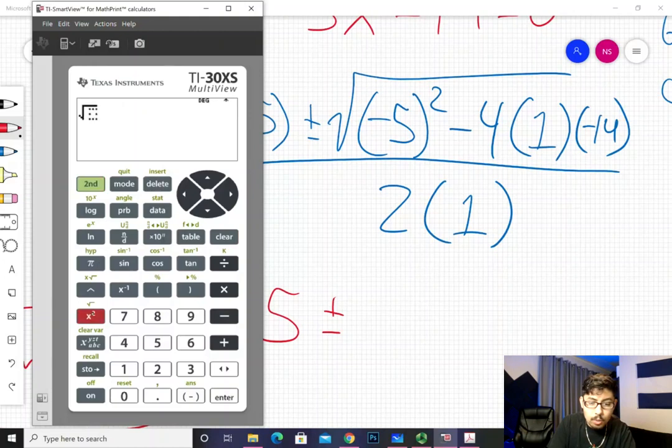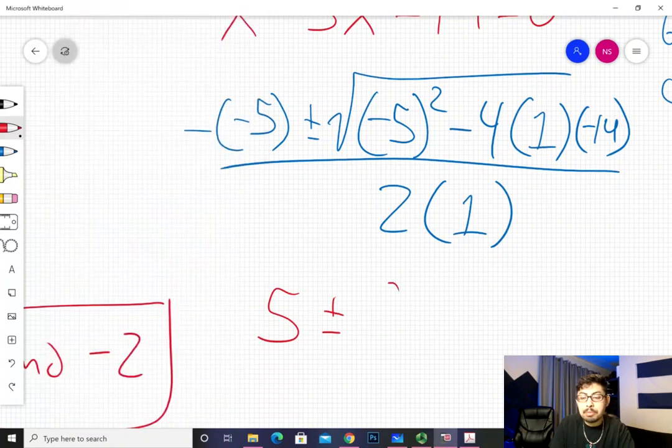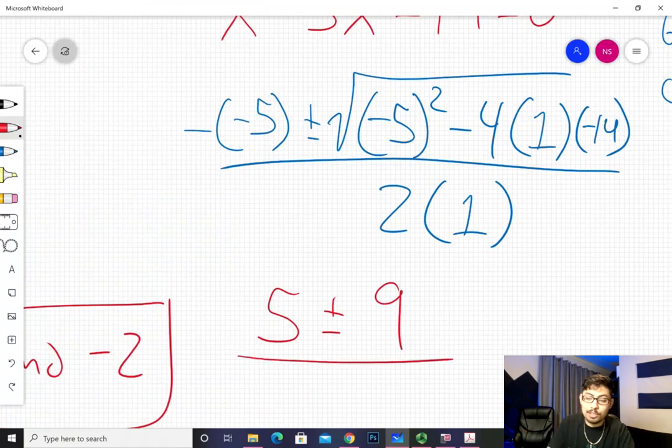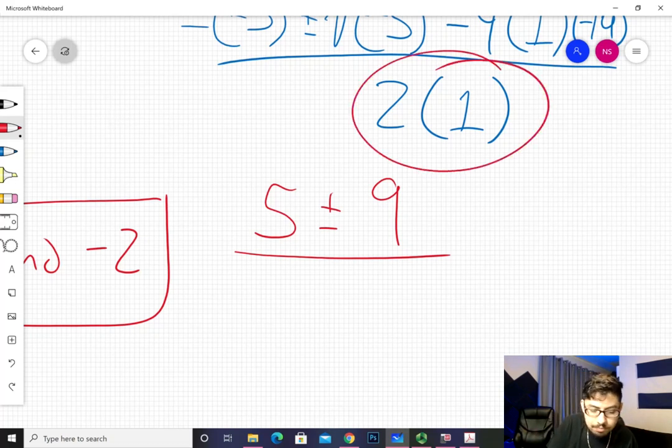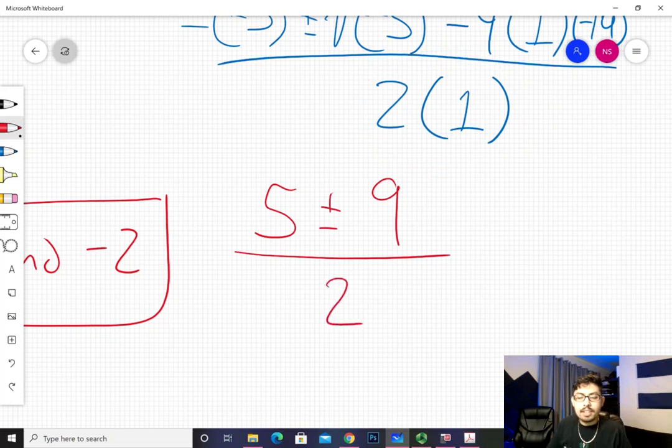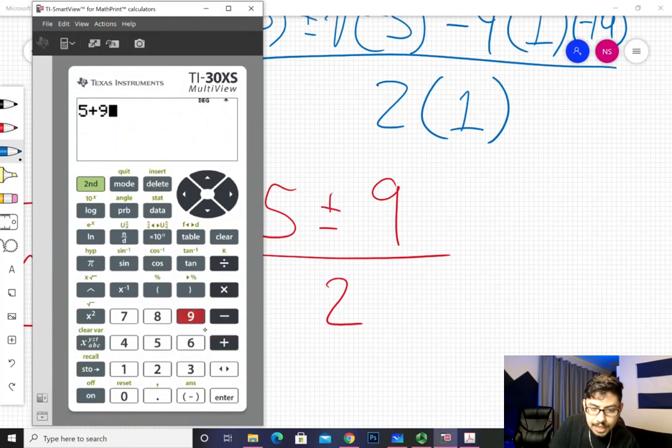Well, square root, parentheses, negative 5, parentheses, squared, minus 4, parentheses, 1, parentheses, negative 14, parentheses, enter, and boom, a whole number of 9. Told you. You were kind of hoping that it was a square root so you could just be like, yes, it's done. But most likely it's going to come out with a whole number. And then you do the bottom, 2 times 1, that gives me my 2. And now you do your 2 operations, your plus and your minus. So you do 5 plus 9, enter, divide that by 2, 7.